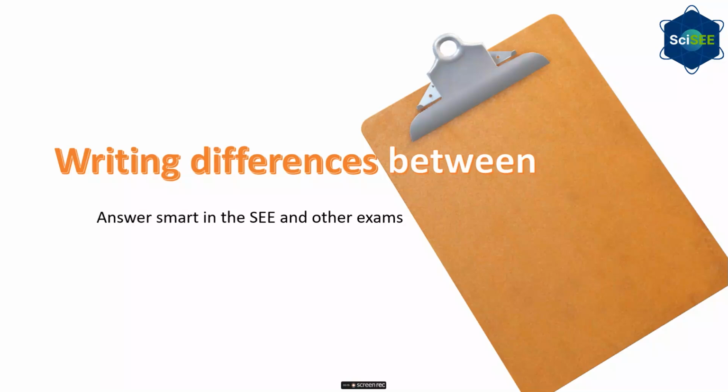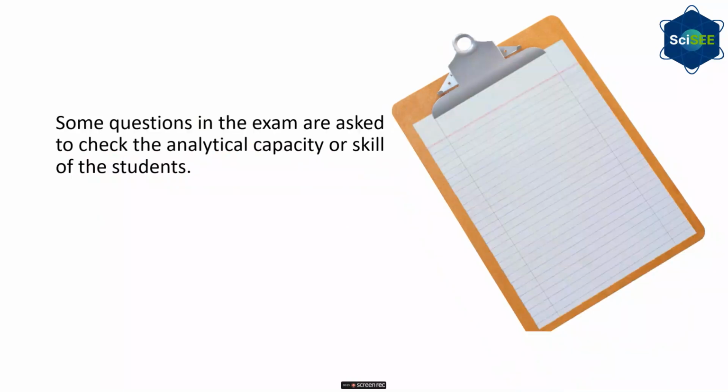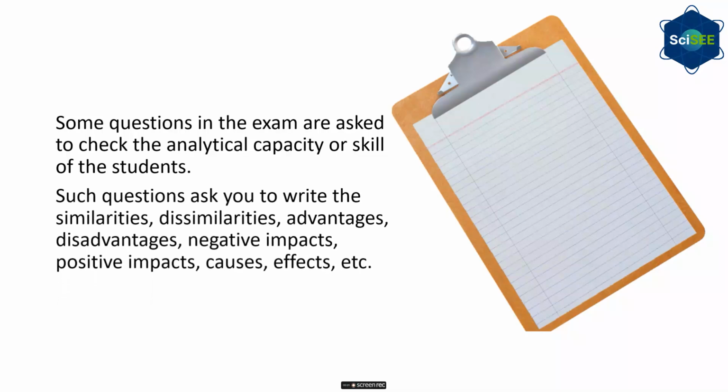Writing differences between. Answer SMART in the SEE and other exams. Some questions in the exam are asked to check the analytical capacity or skill of the students. Such questions ask you to write the similarities, dissimilarities, advantages, disadvantages, negative impacts, positive impacts, causes, effects, etc.